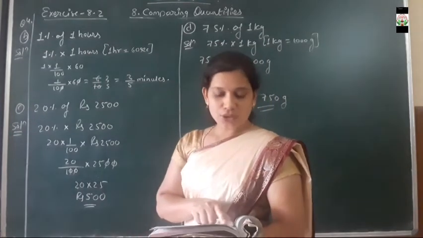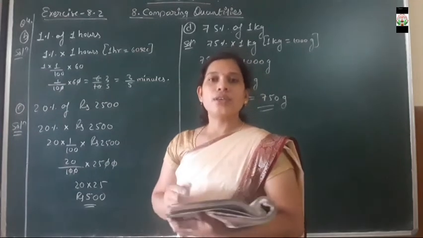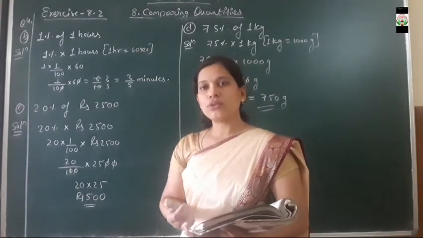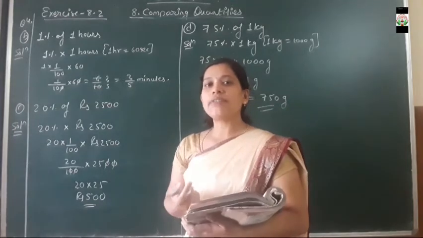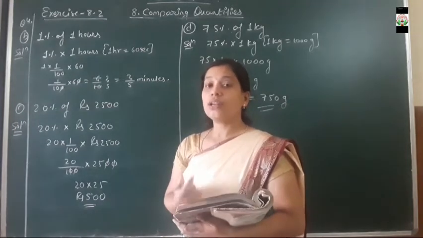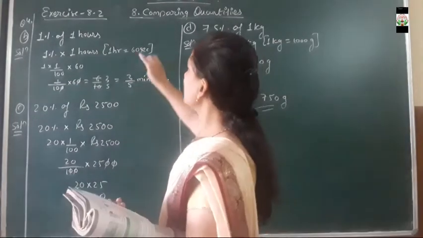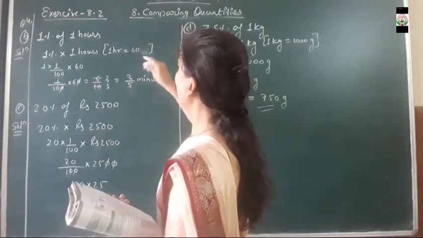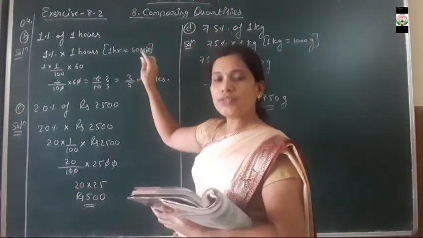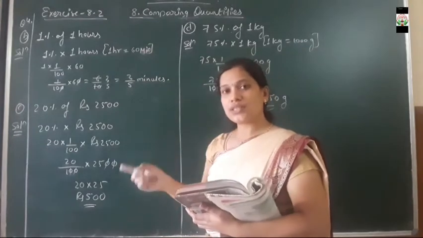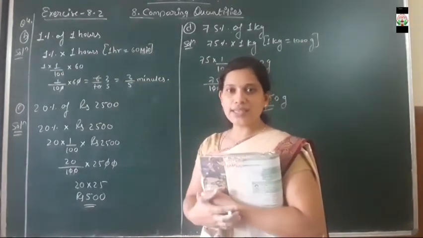Now moving towards the B part of question number 4, we are going to see what it says. Question number 4 B part, 1% of 1 hour. So what is 1% of 1 hour? So dear student, 1% of 1 hour, that means 1 hour has how many minutes? As we know that 1 hour is equal to 60 minutes, therefore in place of 1 hour we are going to write 60 minutes.